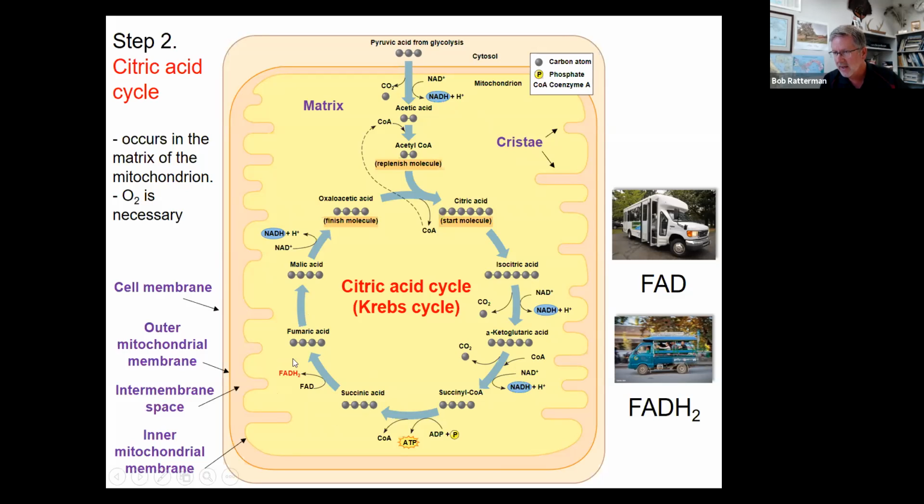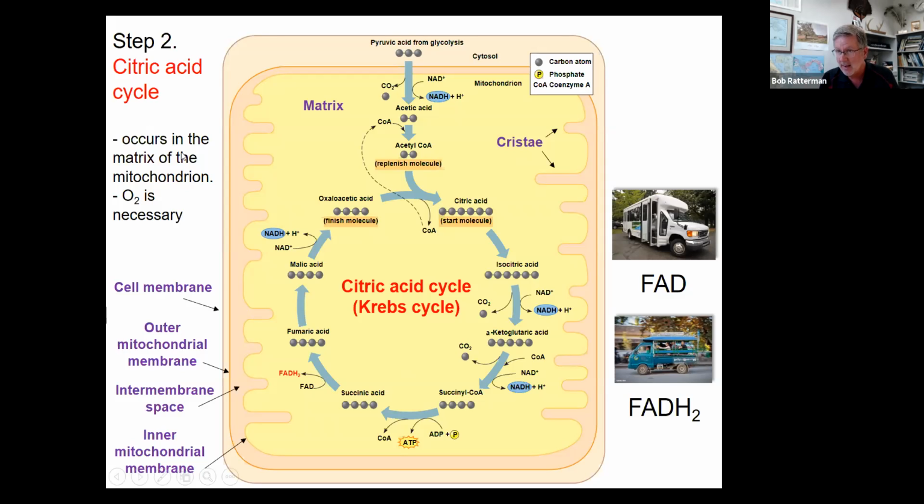We also make an FADH2, and I talked about the function of those particular molecules. They're electron carriers. And we also make a single ATP, right? So to answer your question, what I would expect you to know is, A, where does this occur in the cell?